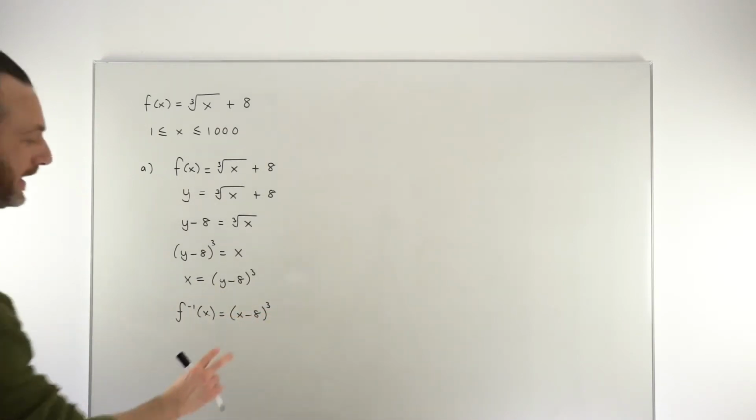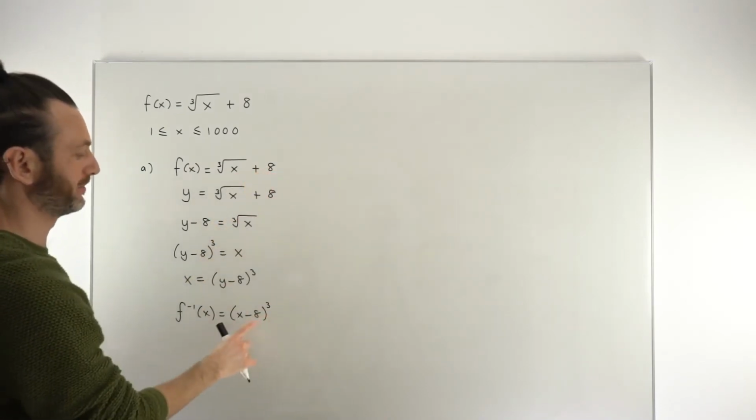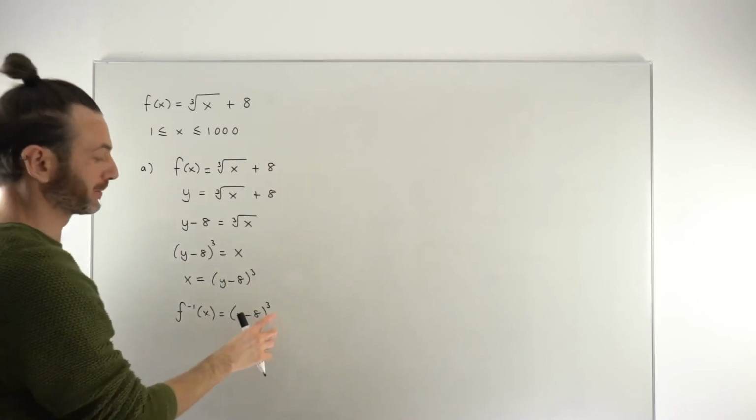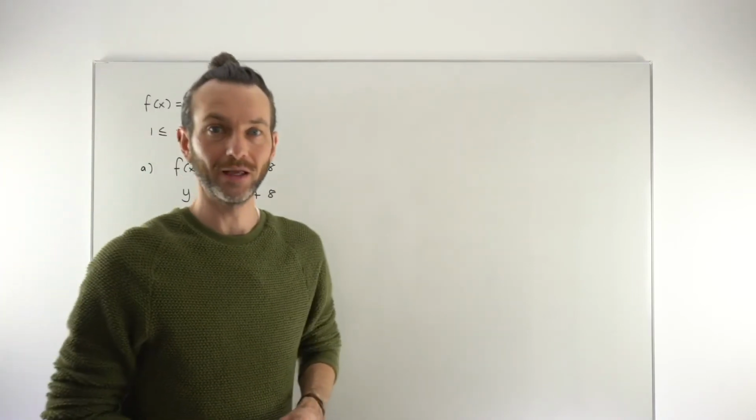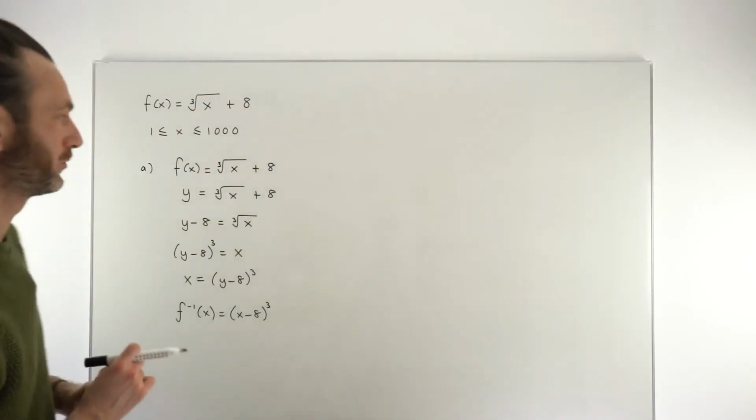And you can kind of see that this looks to be the kind of opposite of this here. So a plus 8 becomes a minus 8, a cube root becomes a cube. That should always be the case for inverse functions. You can see almost by inspection if the answer looks reasonable.